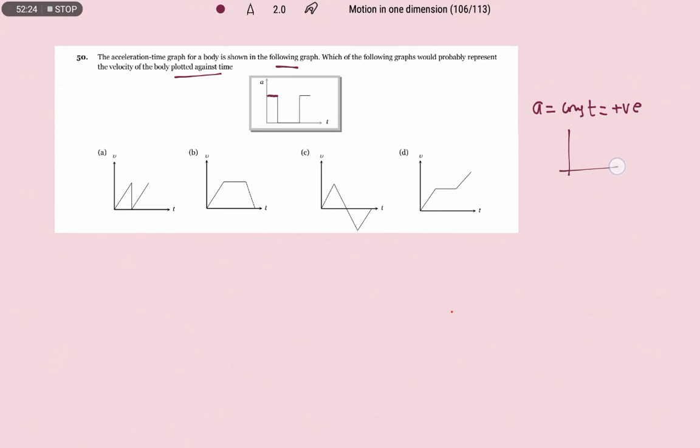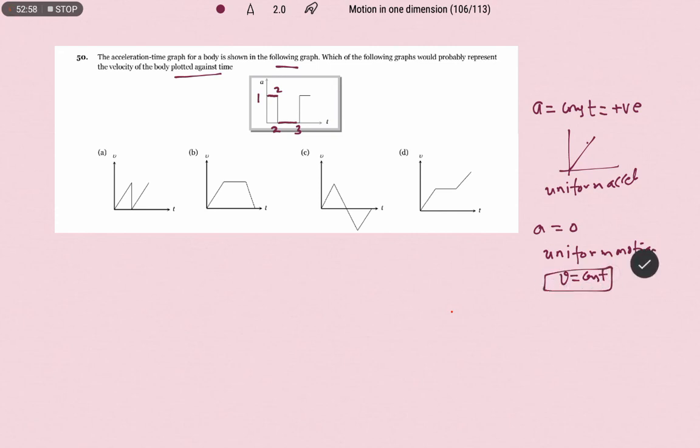Definitely it will be uniformly accelerating. So for uniformly accelerating motion we have a graph like this. So this is 1 to 2, let us take. And then from 2 to 3 we can see the acceleration will be 0. A is 0. If A is 0, what kind of motion? It should be uniform motion. Uniform motion is nothing but velocity is constant.